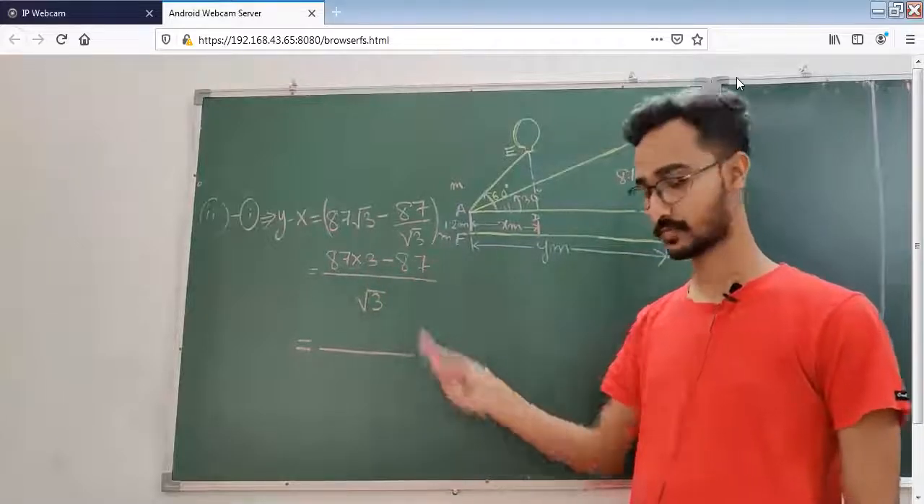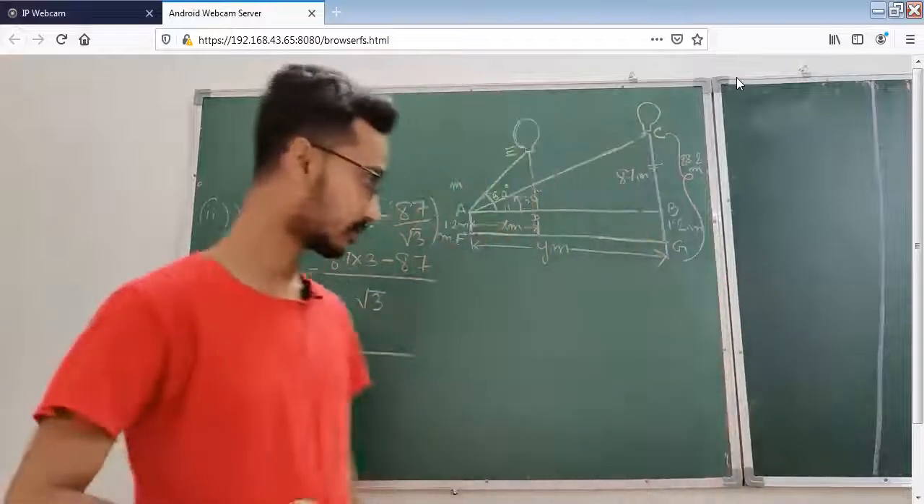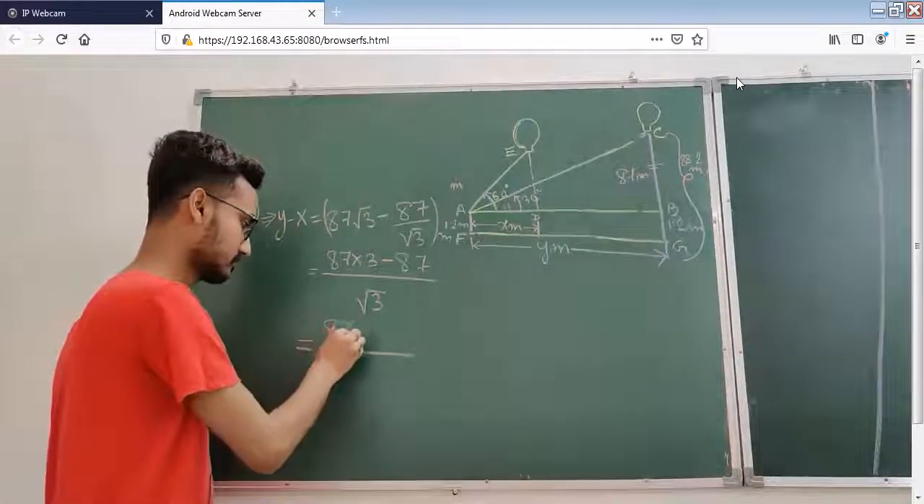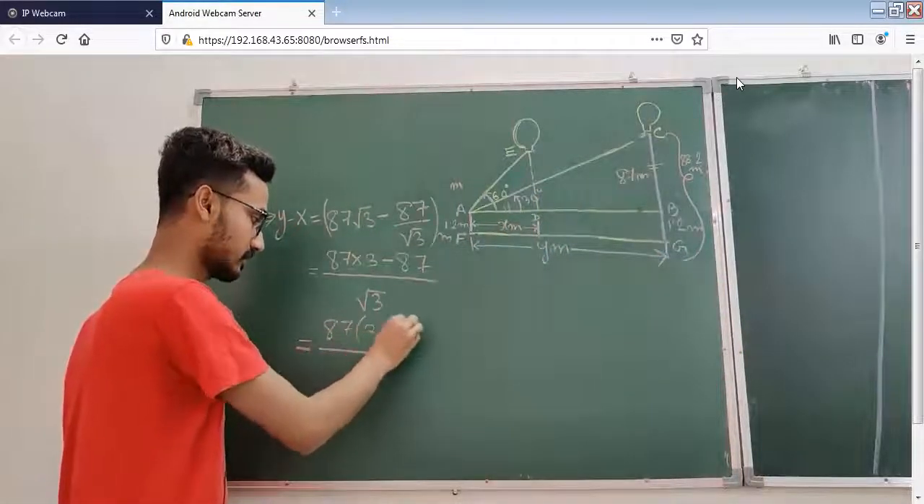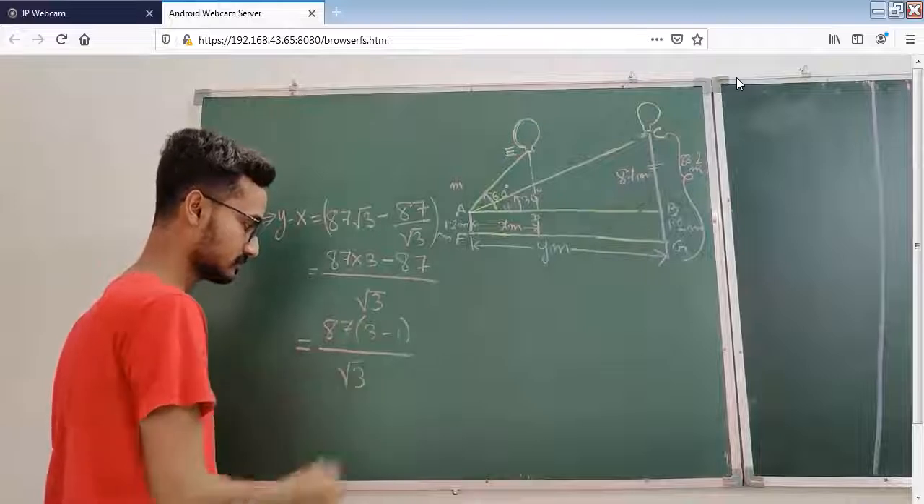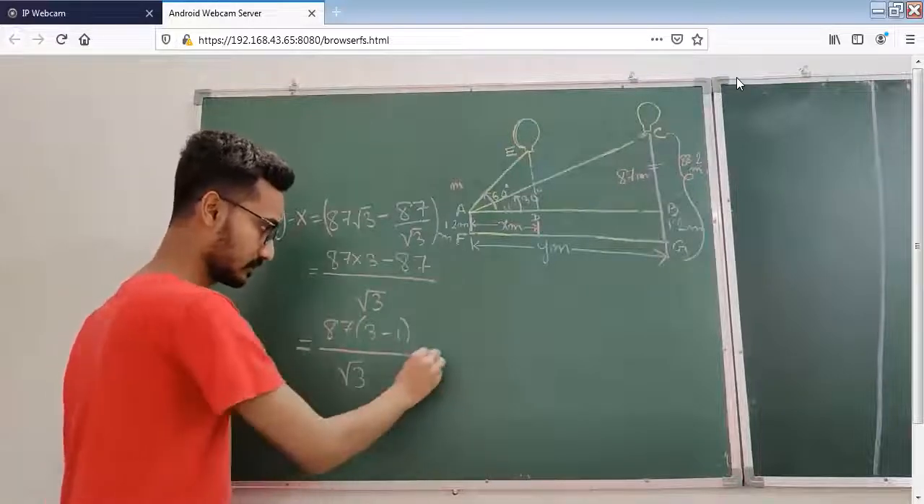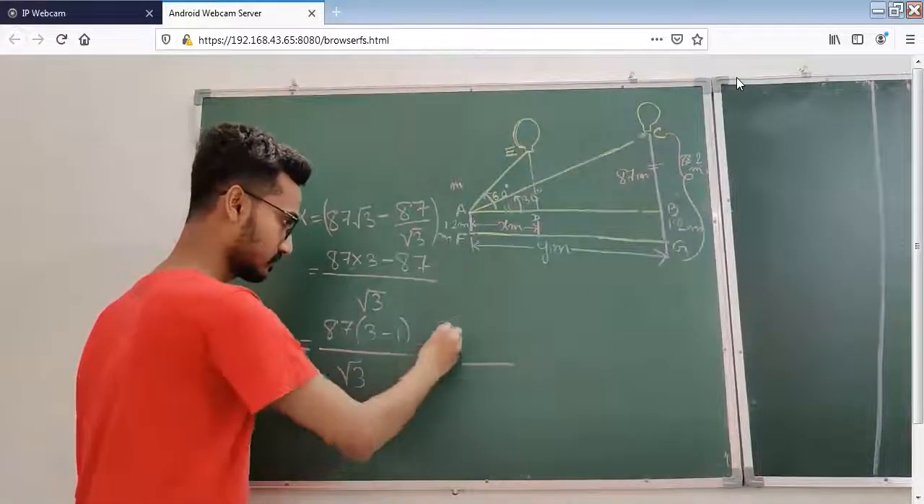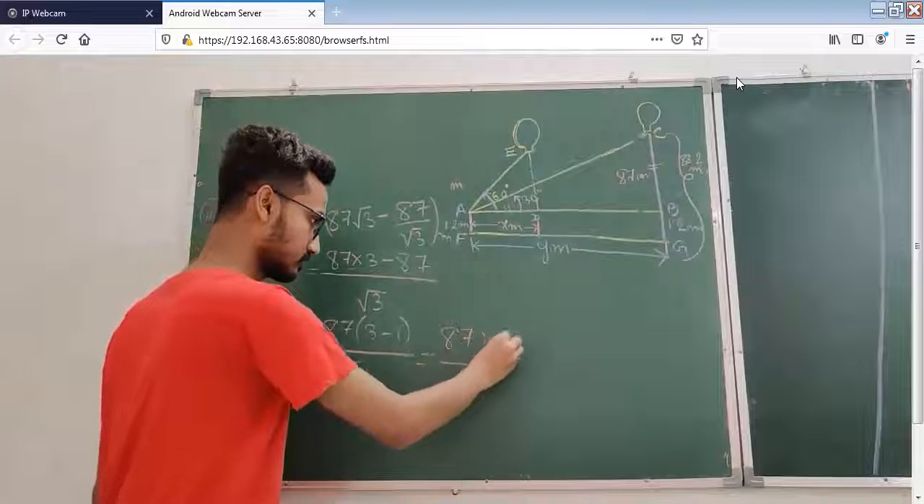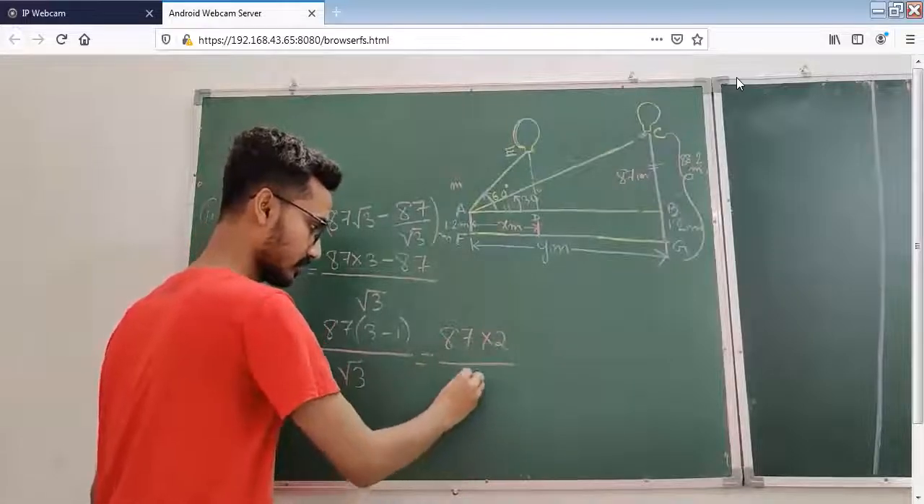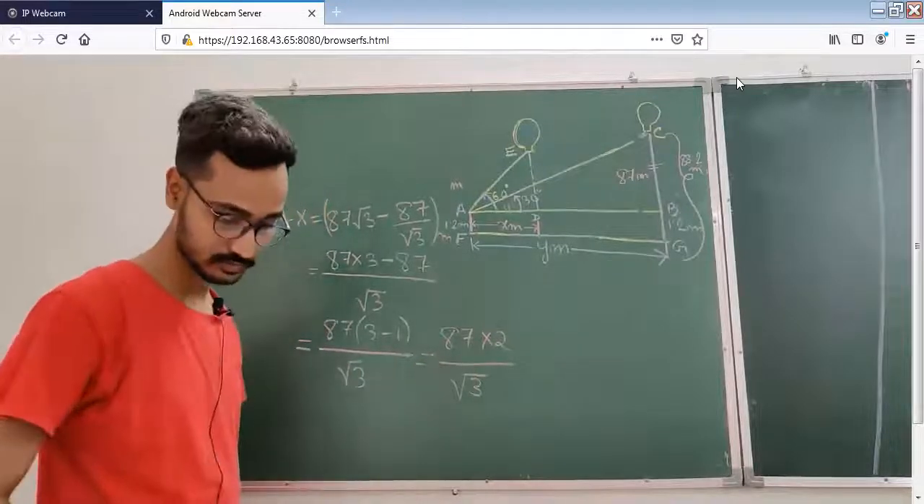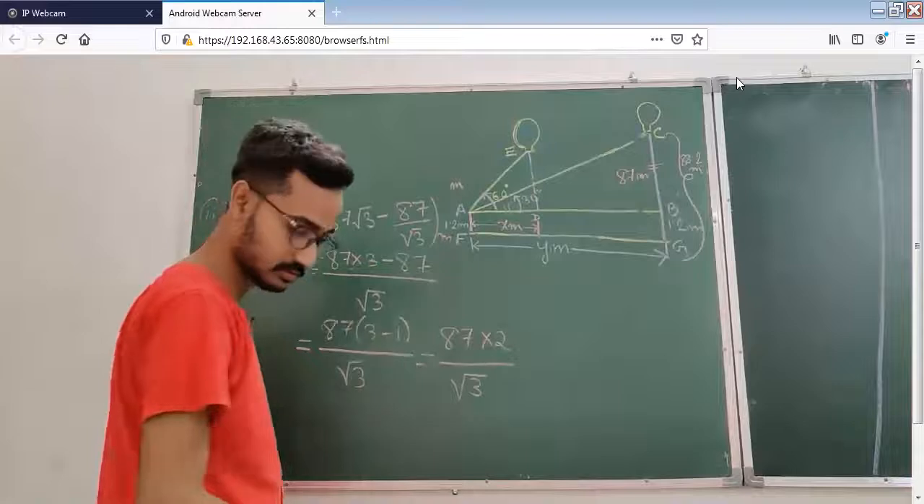Now if you take 87 common, then it will be 3 minus 1 by root 3 within the bracket. Yes or no? 3 minus 1 will be 2. So 87 into 2 by root 3. Up to this clear? 87 into 2 by root 3.